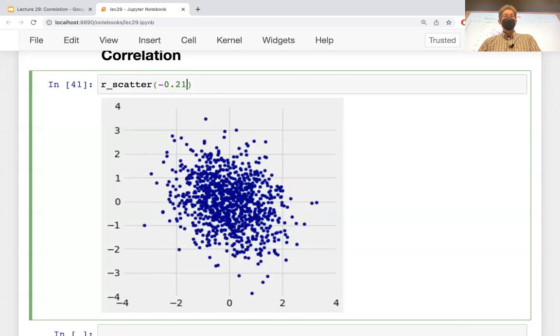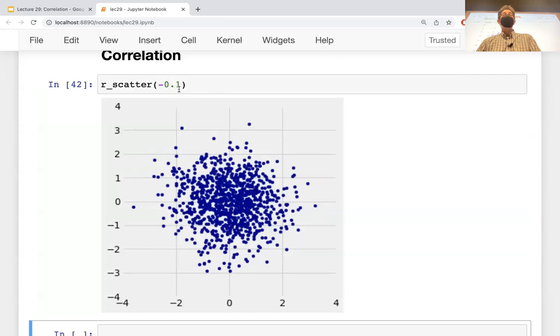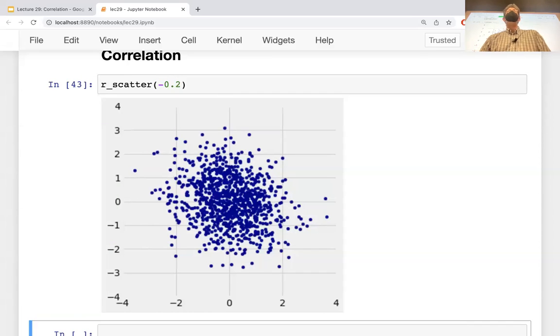When you get into the -0.2 or -0.1 range, now all of a sudden it's hard to see the line at all.